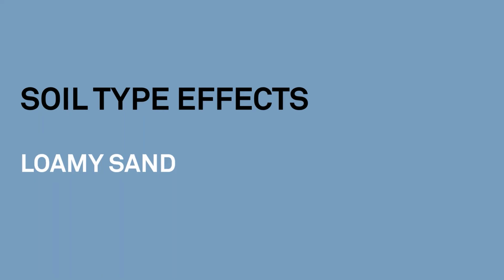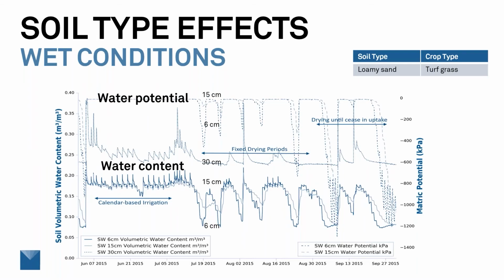So let's jump in. First of all, soil type effects. We're going to first look at a loamy sand. And I want to orient you to the graphs that I'm going to be showing you. Each graph will have a little box up here on the top right-hand side. It's going to tell you the soil type, and it's going to tell you the crop type or the native vegetation that's on top. The whole goal here is that if I forget to tell you exactly what we're working in, you'll be able to quickly reference that soil type.